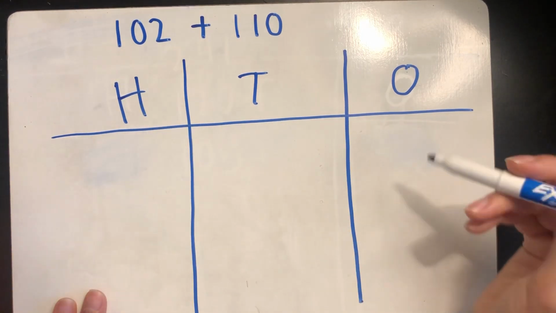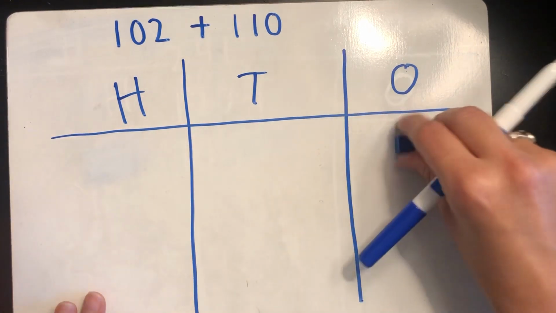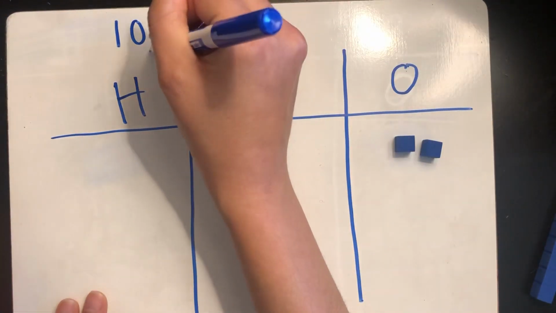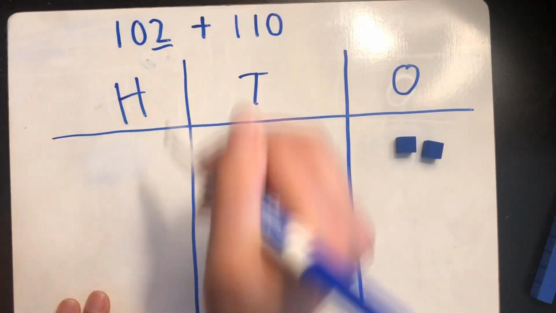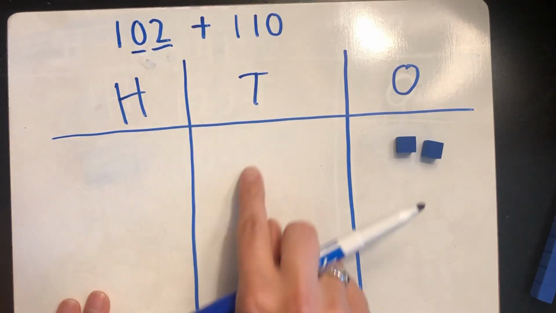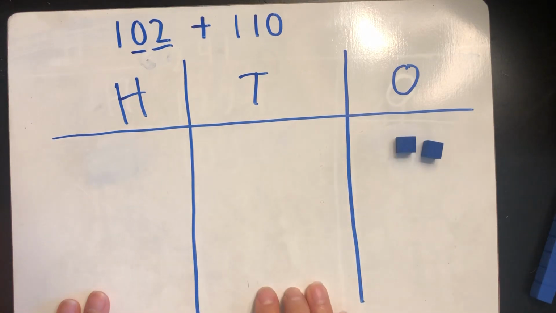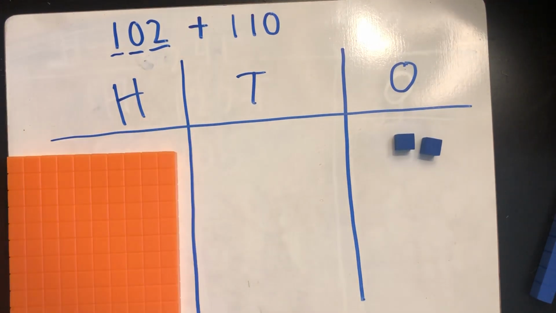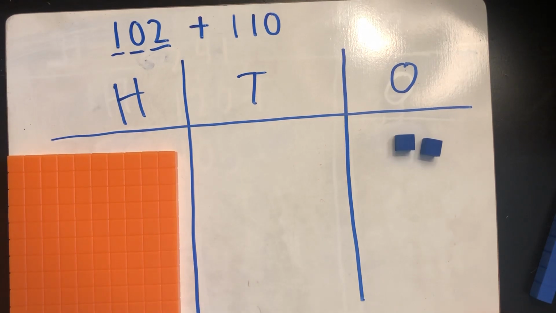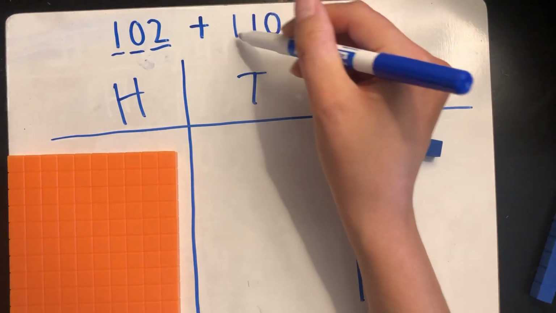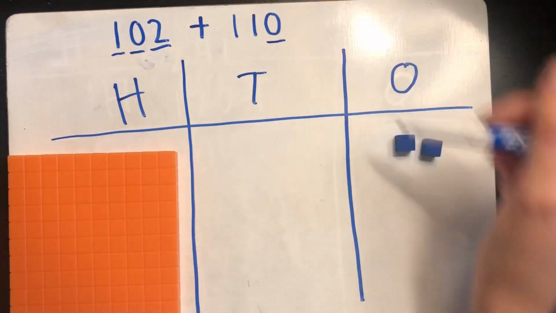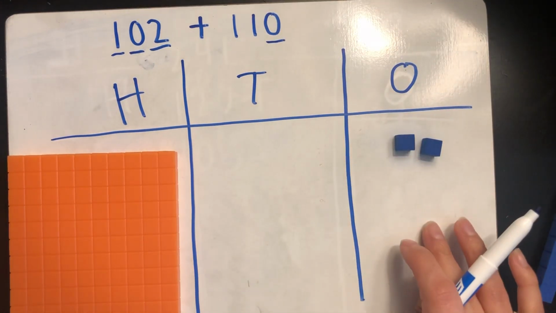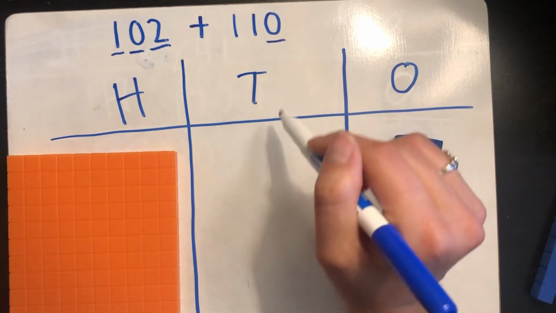So let's first build this number, 102. 102 has two ones, it has 0 tens, so I'm not going to put anything in the tens place, and it has 100. So I'm going to put a hundreds flat. Let's look at this. The number 110 has 0 ones. So do I need to put any more ones here? I don't, because there are 0 ones.